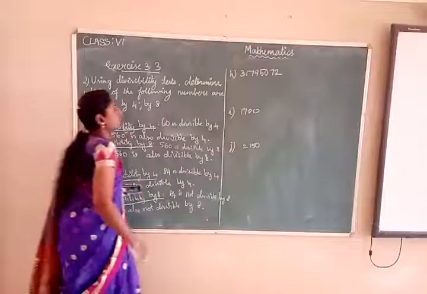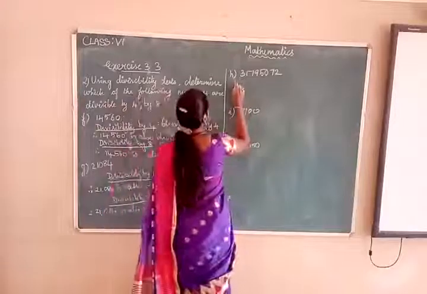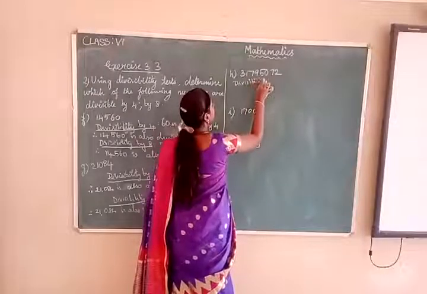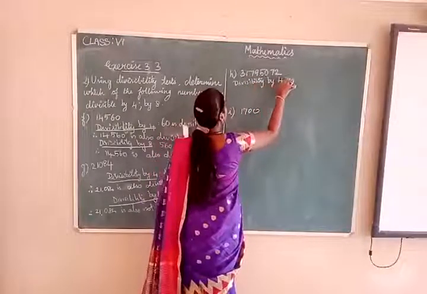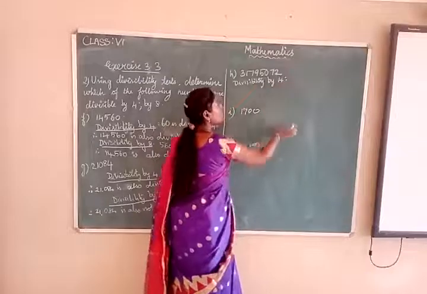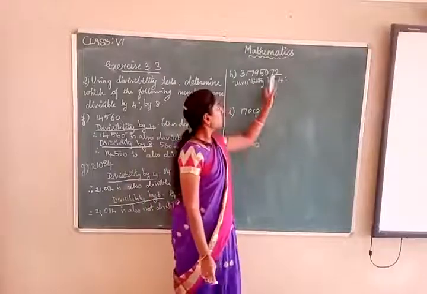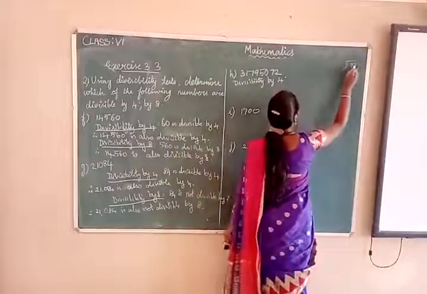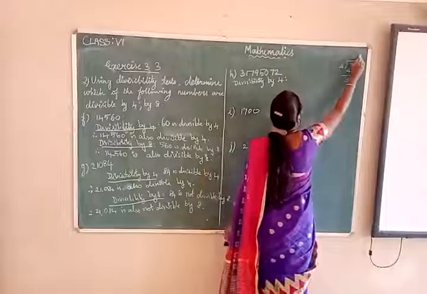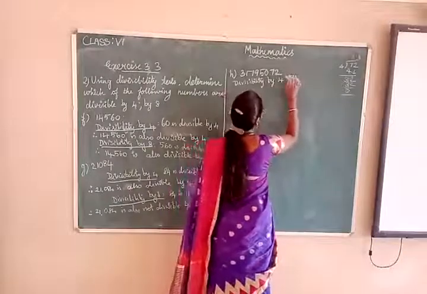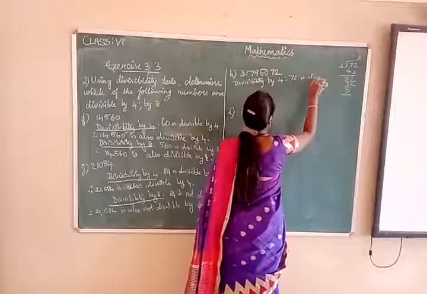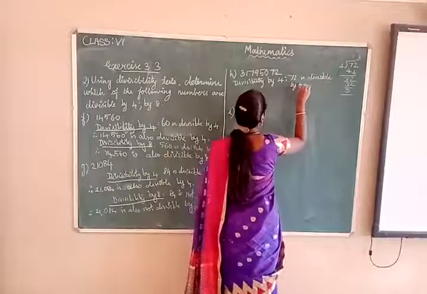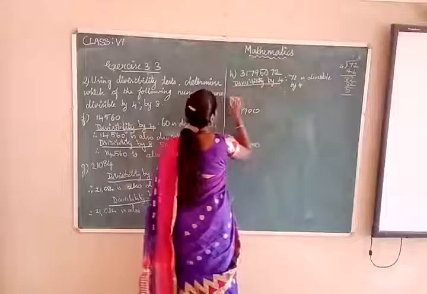Okay, coming to the next one. Divisibility by 4. Does 72 come in the 4 table or not? Is it divisible by 4 or not? Look here. If I divide 72 by 4, what do I get? I get 18, right? 72 is divisible by 4.